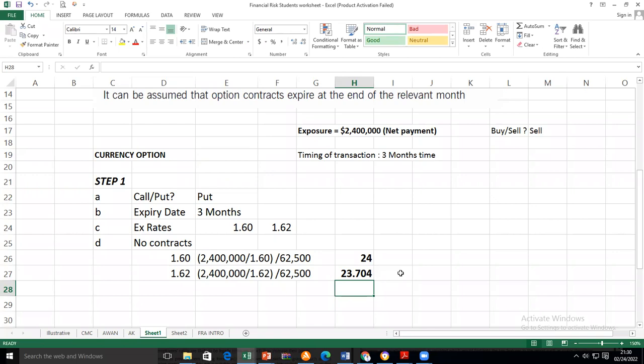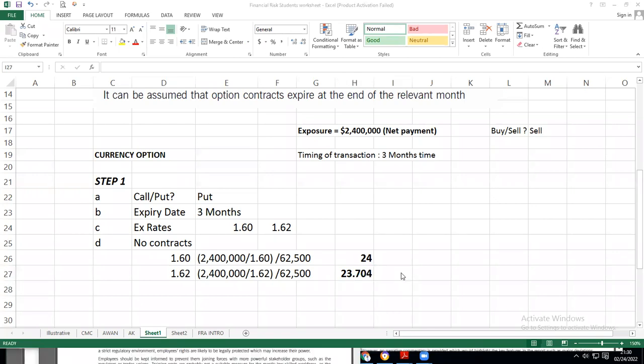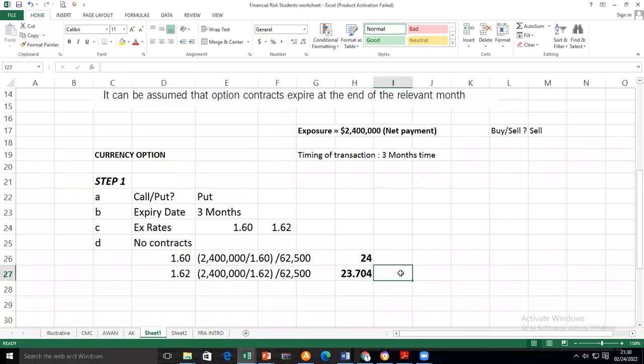What rule have I told you? You take 23 contracts. You take 23 contracts.